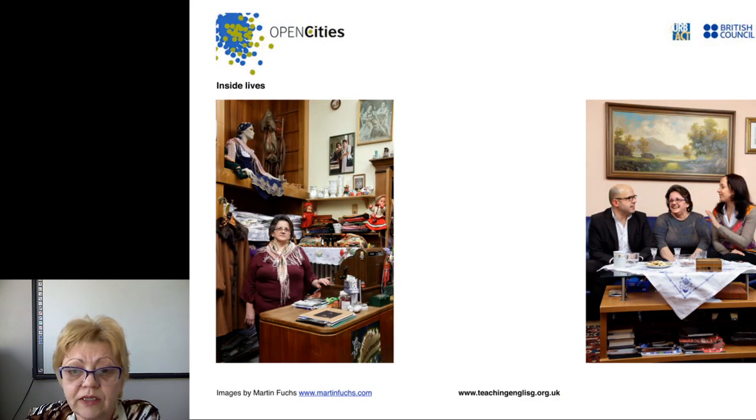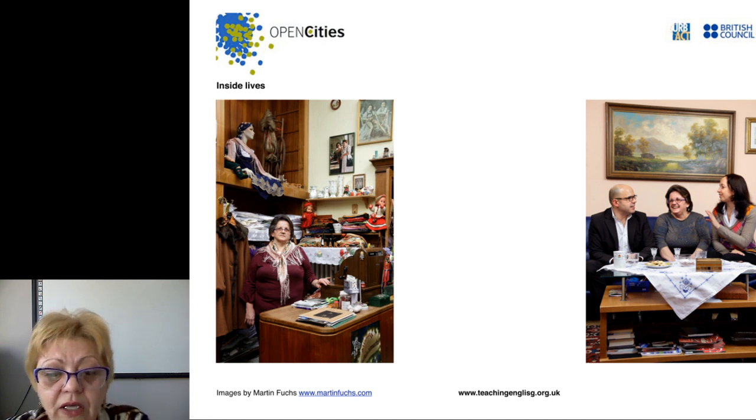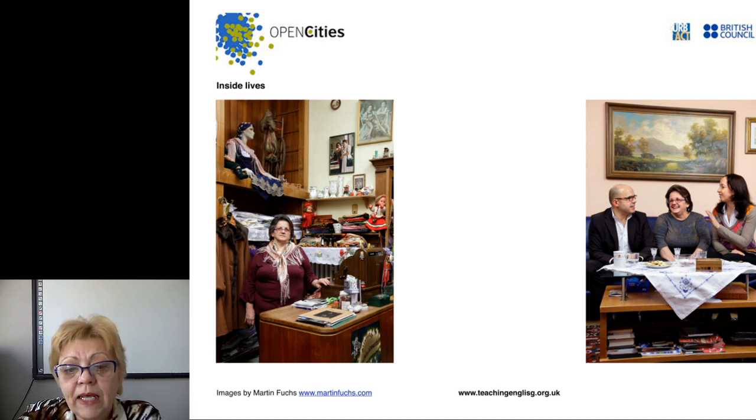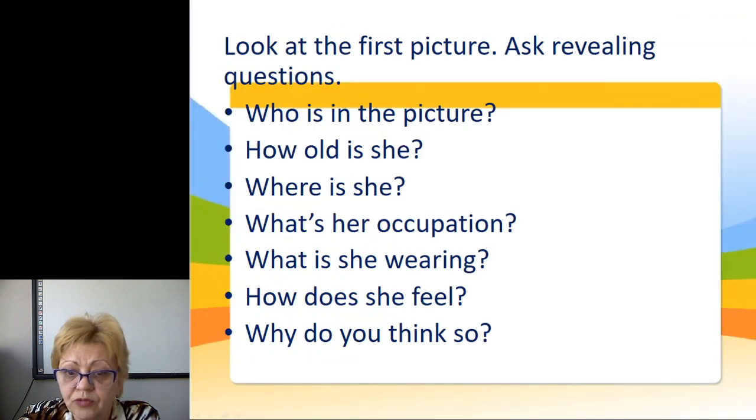Now let's take another example. Look at these two pictures and we will describe the first one. Look attentively at the picture and then let's answer the questions about this picture. Who is in the picture? Yes, you're right. It is a woman in the picture. How old is she? Yeah, maybe she is about 60 or she is in her late 50s.